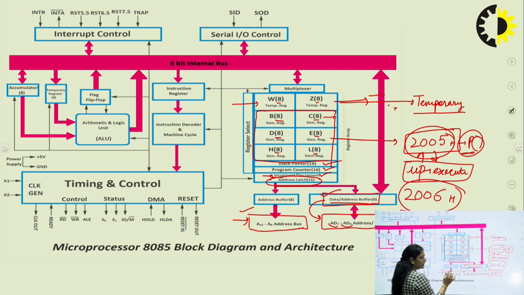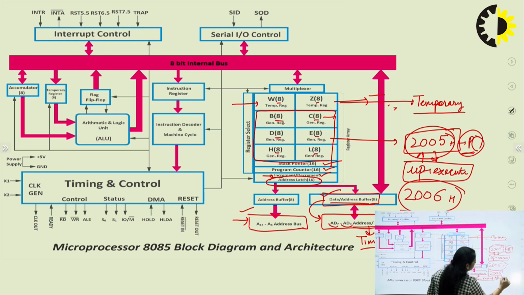It can carry the higher order part of that address, but address and data, these both buses are multiplexed. We can say, time shared. So these pins will be shared by the address bus and data bus. Which pins? AD7 to AD0. It will just time share it.